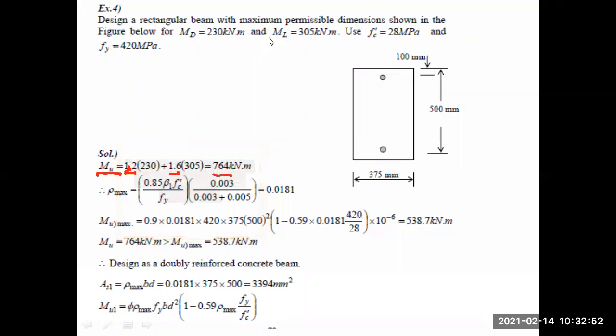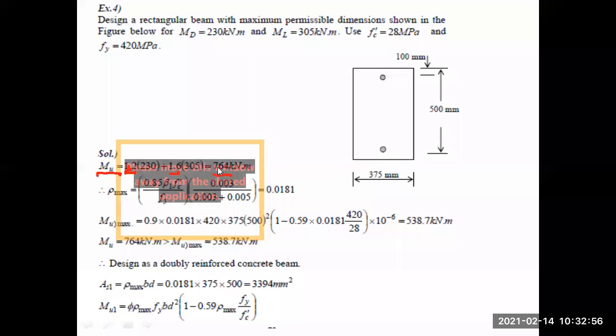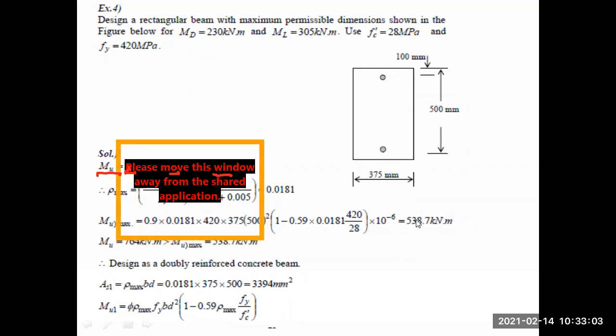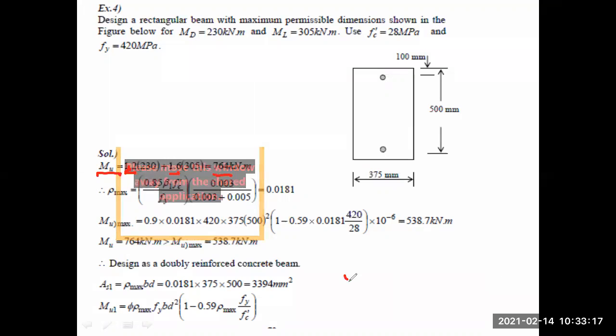But unfortunately, I think the moment is not enough. We've got 764 over here, and we've got 538 kilonewton meter. So this moment is not enough to resist that much; it is not even close to that moment. Now the section is verified to be doubly reinforced.